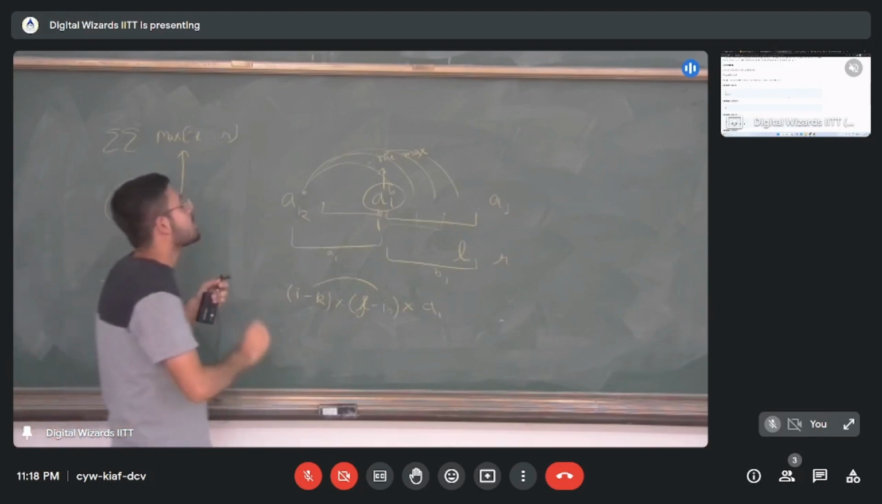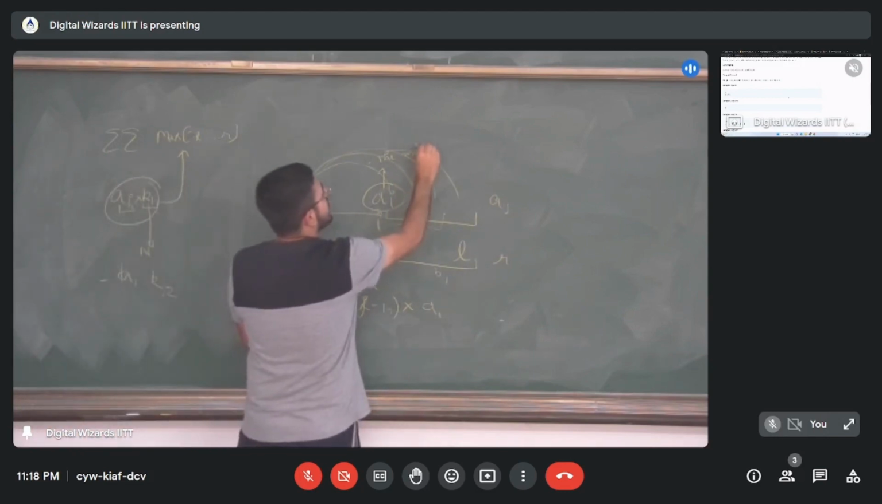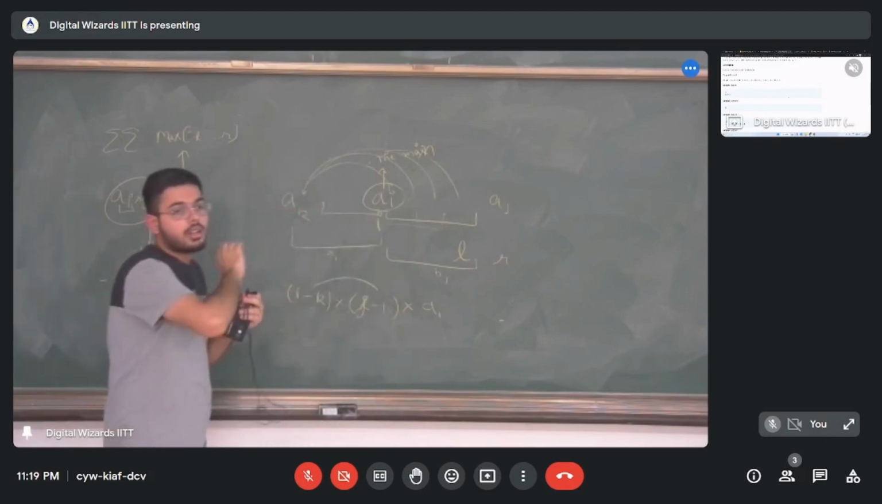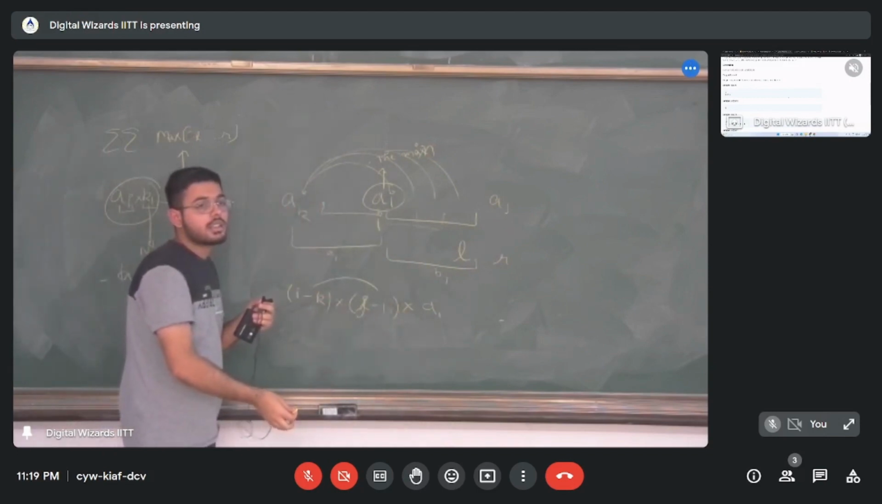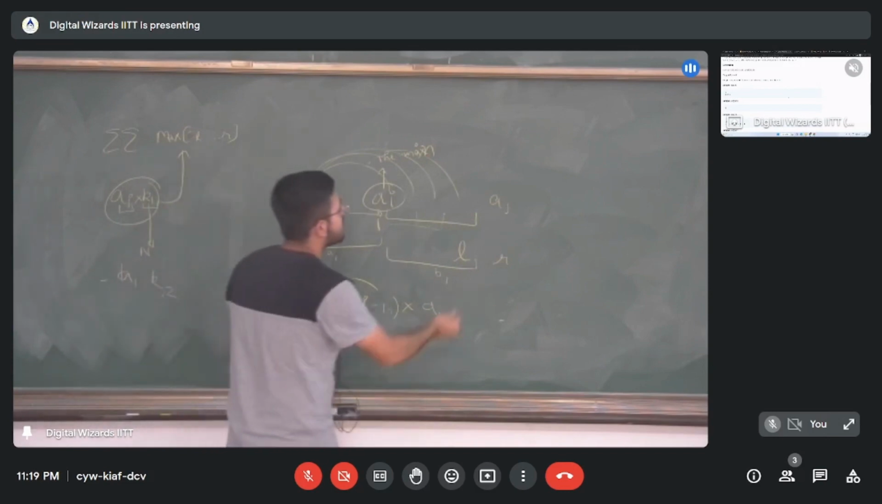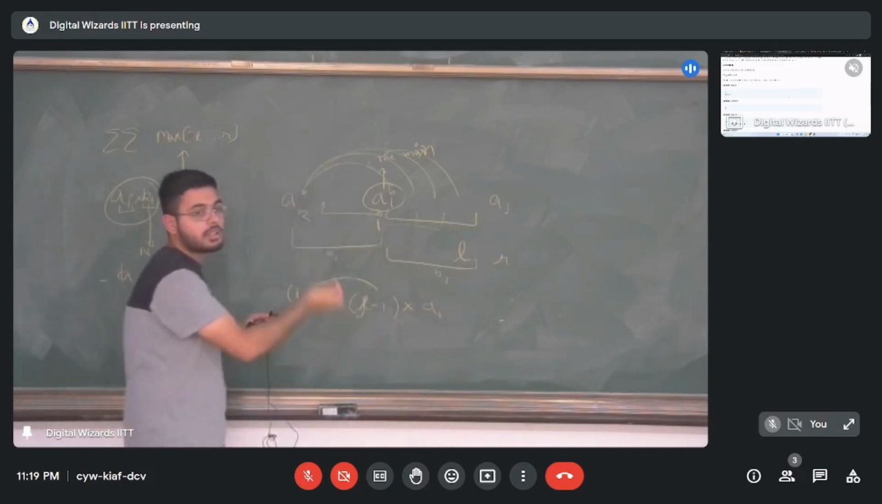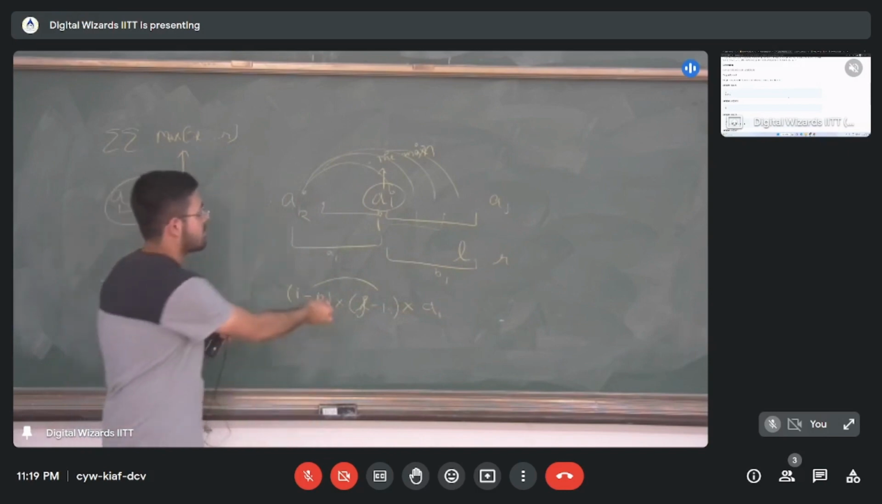Similarly, if it is minimum, what can I say? It has to remain minimum in all these subarrays. So we need to find, yeah, that's correct, we need to find the next minimum and the previous minimum, and the same contribution is there.